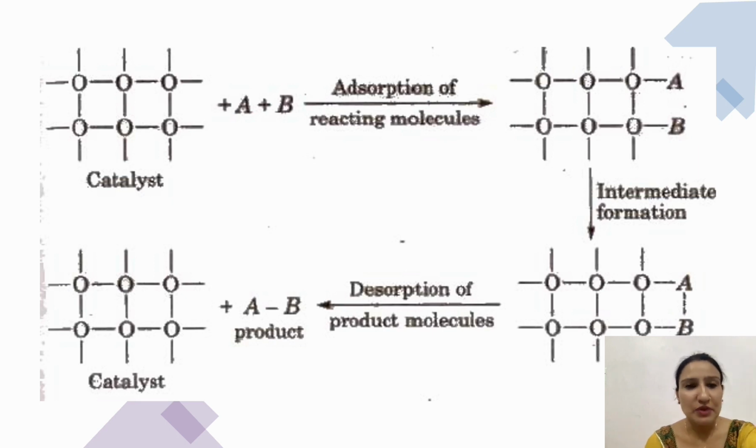Now, you see in the picture, when a catalyst meets the reacting molecule, a reactant, adsorption of the reacting molecule occurs here, forming an intermediate. After intermediate formation, desorption of the product molecule occurs, and product and catalyst are both separated after the reaction.